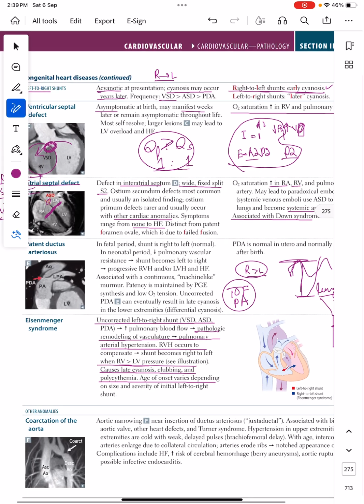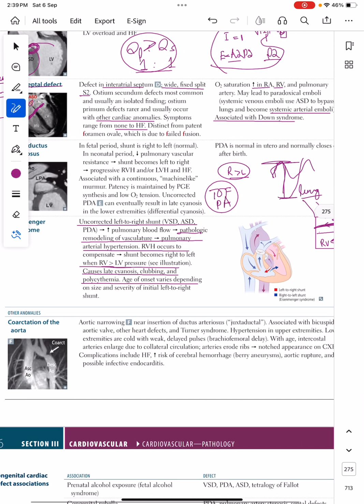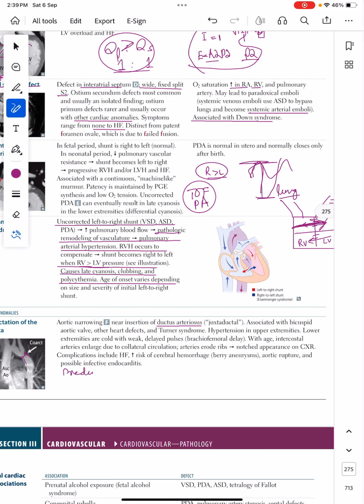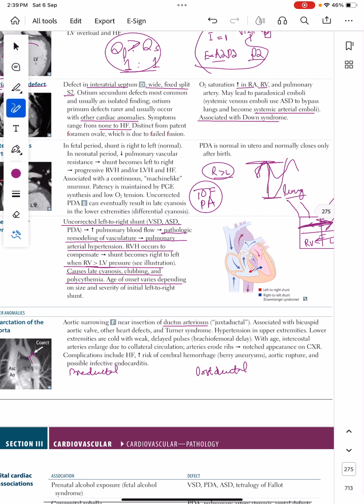And the last one is coarctation of the aorta. In coarctation of the aorta, there is narrowing of the aorta. You see this narrowing of the aorta near the insertion of the ductus arteriosus. Based on the position of the ductus arteriosus, there are two types of coarctation. One is the preductal and the other is the postductal. The postductal is also known as the adult type, and it is the most common as well.